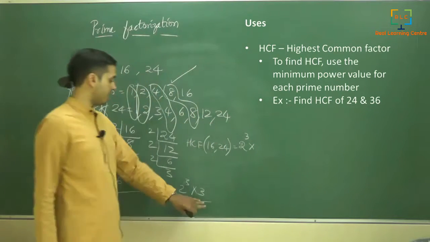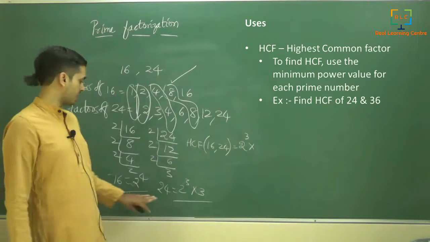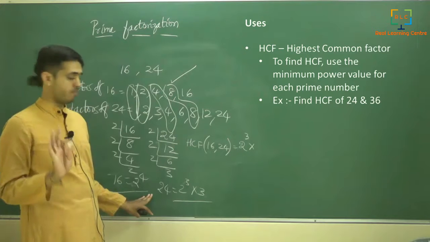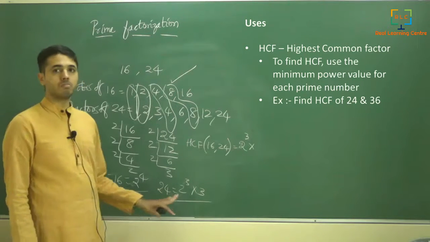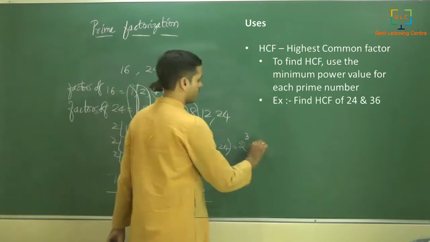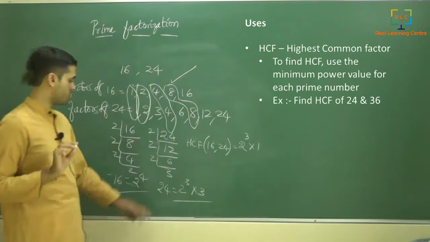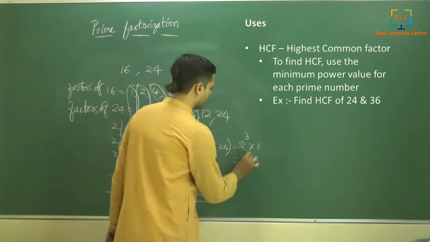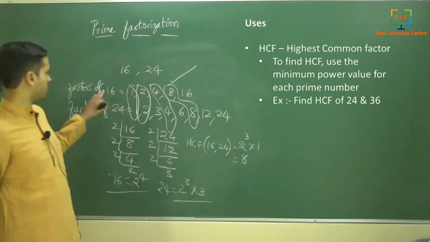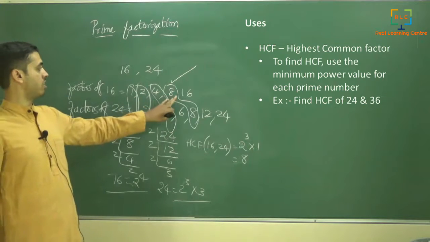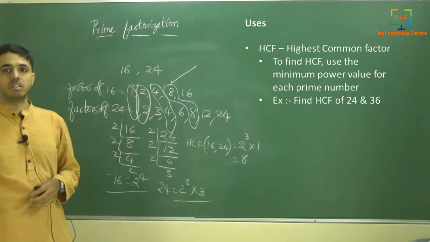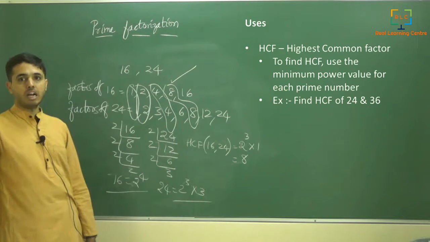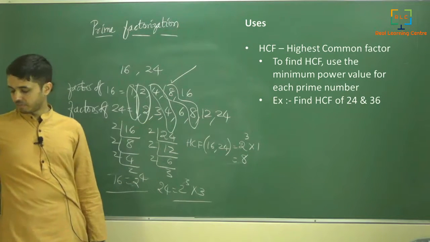Now here 3 is raised to power 1, I mean 3 is there, but here 3 is not there, I mean 3 is raised to power 0, anything to power 0 is 1. So since 3 is not there, I will not write 3, so it's basically 1, because 3 is not here. So the HCF is 2 power 3, that is 8. Through this technique of finding individual factors, we saw that it is actually 8. So in this way, using prime factors, we could quickly arrive at the HCF.